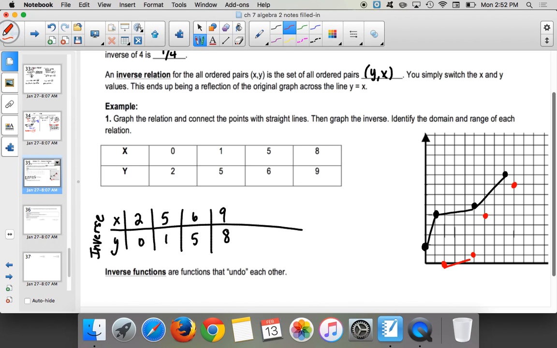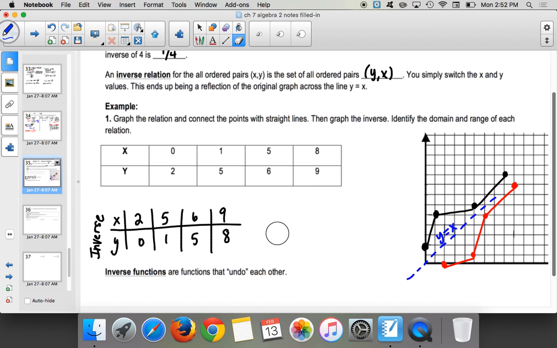If you notice, when you connect all of these with straight lines, do you guys see how it's kind of a reflection? Like I can fold it over on itself. And the line that it's going across is the line y equals x. So that's the line that it's reflected across. Okay.